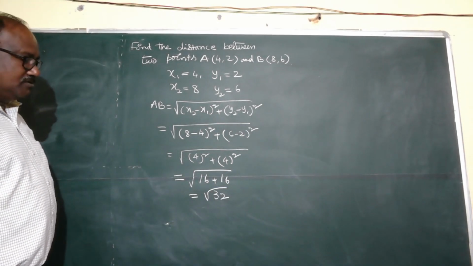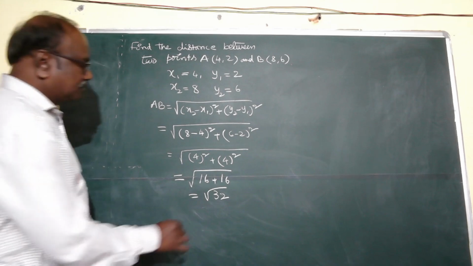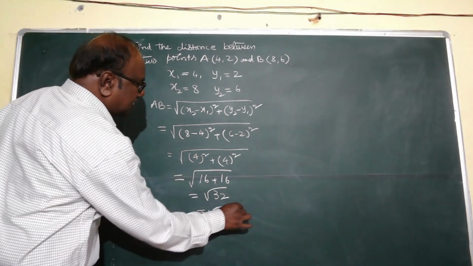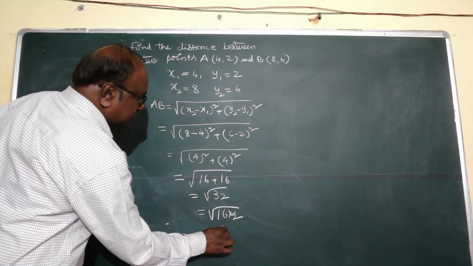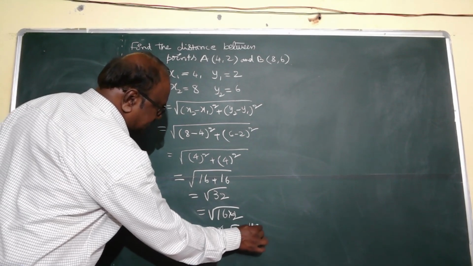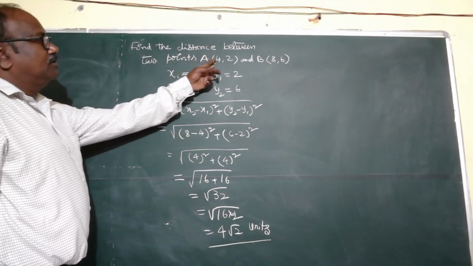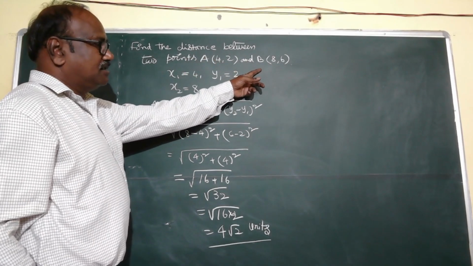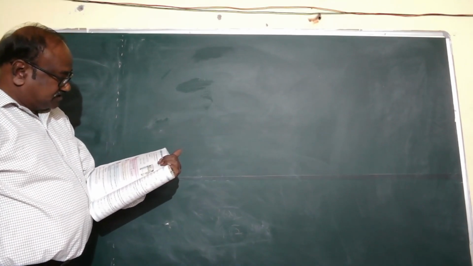Now we have to write this in the simplified form. Root 32 can be written as under root 16 into 2. Root 16 comes out of the root and becomes 4. 4 root 2 units is the distance between the given 2 points A(4, 2) and B(8, 6). One more sum let us do.